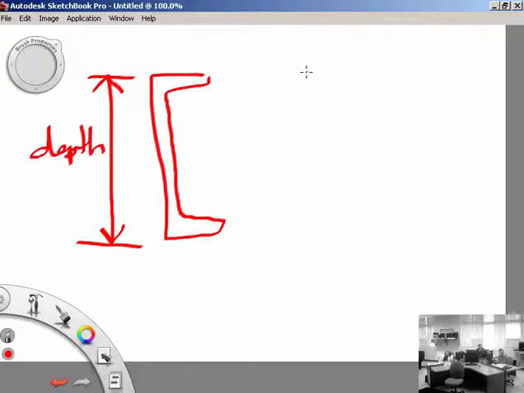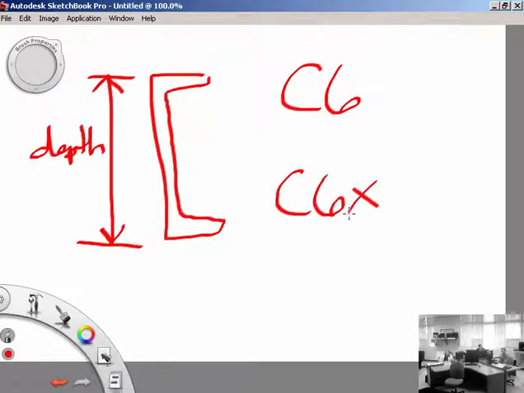So a very common size is a C6. It means it is 6 units in depth. Now, is it exactly 6? It'll be a little plus or minus in there, and maybe a slight differential, that's okay. But for the most part, 6 inches is pretty close. And it's going to be a call out of C6 by something. What do you think goes in this section of the call out?